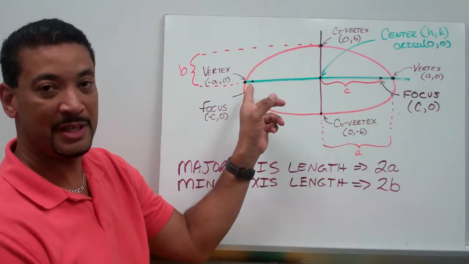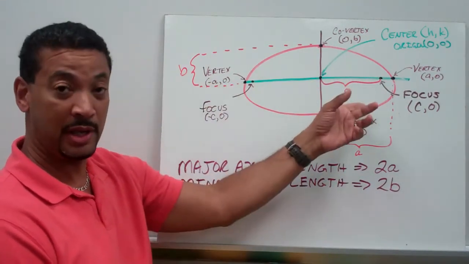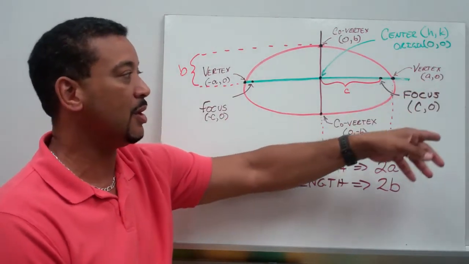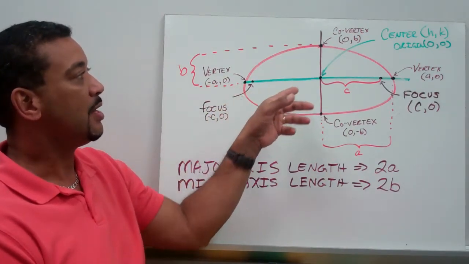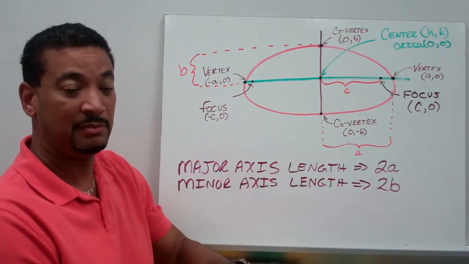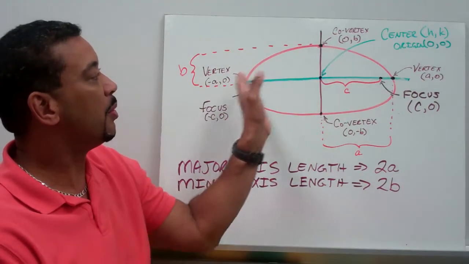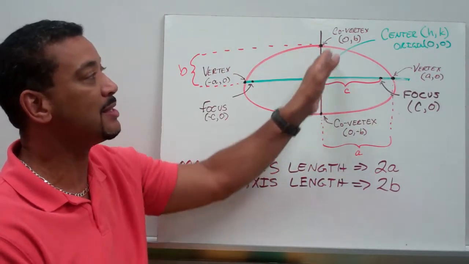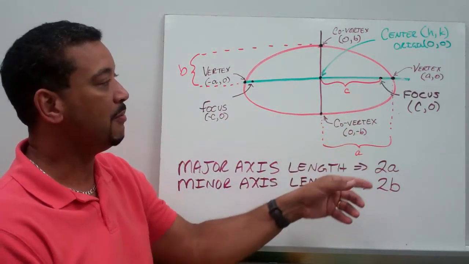It has two vertices, one on each side. If this is a horizontal ellipse, it could also be a vertical ellipse. So if it's a horizontal ellipse, then your vertex is at (a, 0), and over here your vertex is at (negative a, 0). We also have our co-vertex, not on the regular vertex. This is what we call our major axis. This is what we call our minor axis. On our minor axis is our co-vertex, which would be (0, b) or (0, negative b).